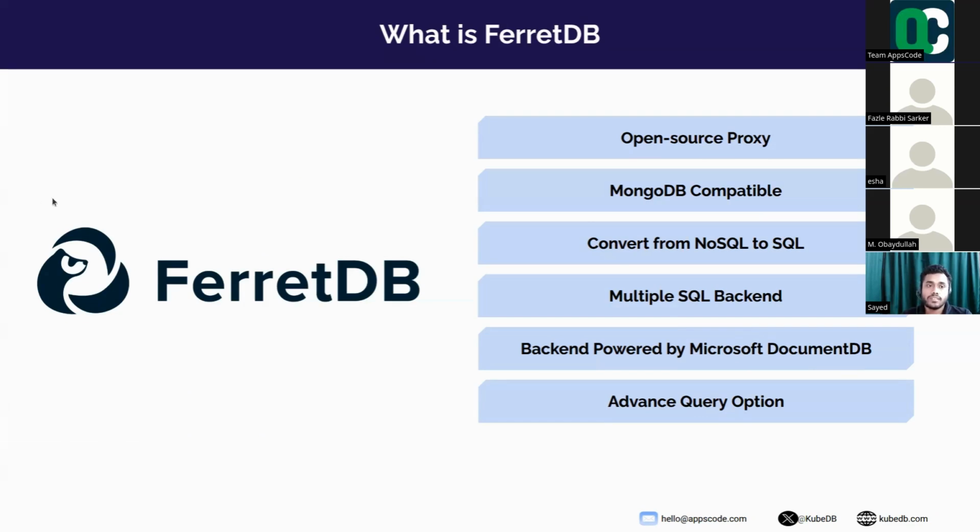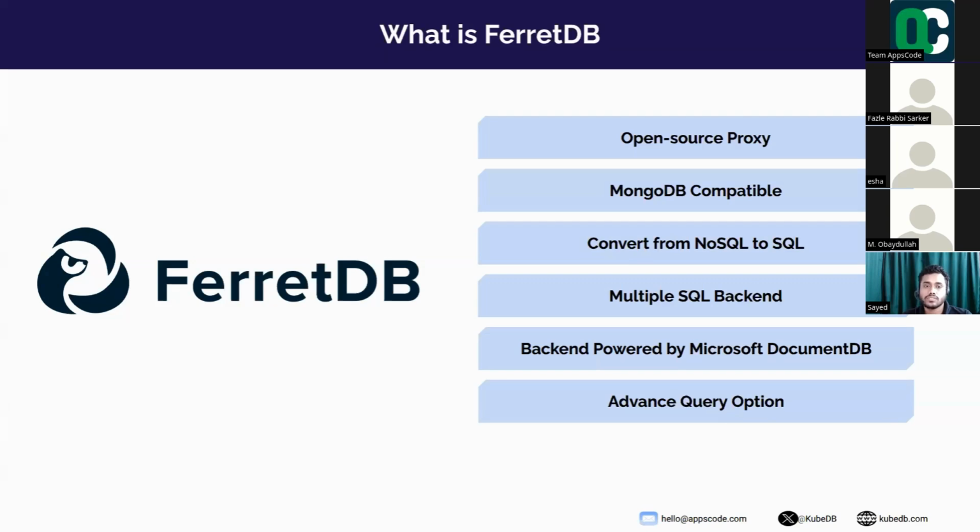So FerretDB basically is an open source proxy that allows us to use MongoDB drivers and tools while storing data in a relational database. FerretDB was created as an alternative to MongoDB, one that is easy to use and free from licensing restrictions. It makes it suitable for developers and organizations that need an open source document database with MongoDB compatibility. FerretDB is compatible with MongoDB drivers and can be used as a direct replacement for MongoDB 5.0.